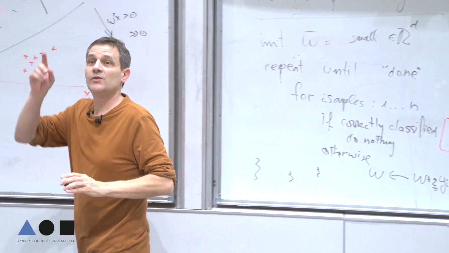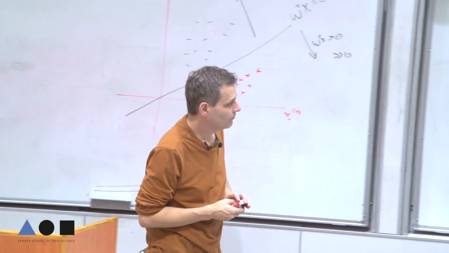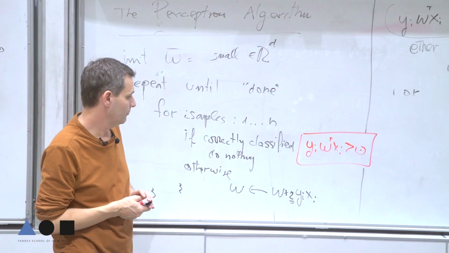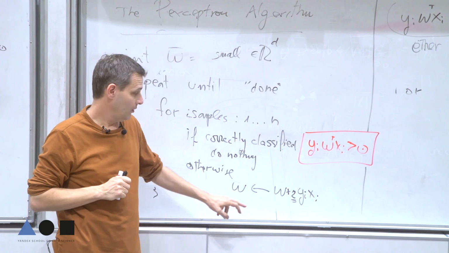The y_i x_i in the update rule. How did we get to that again? Here or there? Here, in this one.